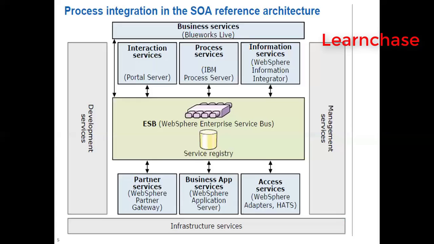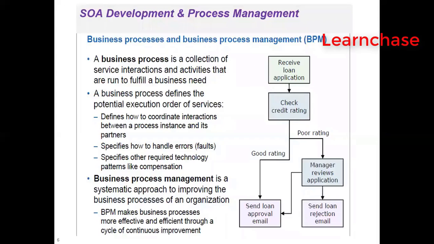All right, so let's move on. SOA development and process management, right? So we understand what a business process looks like. This diagram shows a very simple process: receive loan application, check credit rating. If the rating is good, send loan approval email. If the rating is not good, it goes to the manager to review the application, and then send loan rejection email.